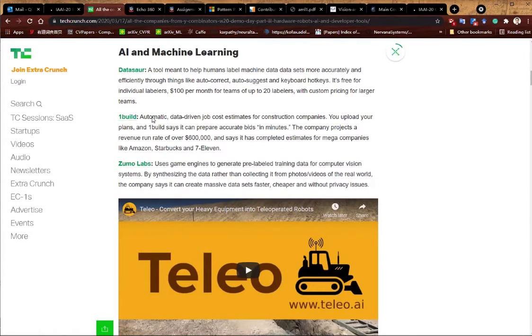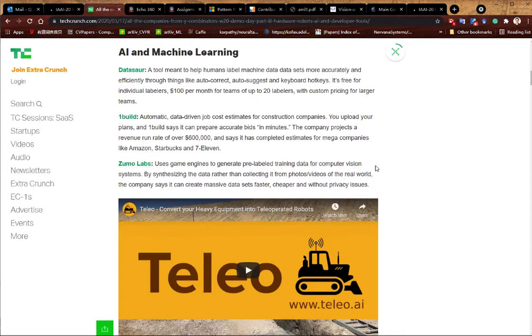Okay, so this one, OneBuild, does automatic data-driven job cost estimates. You see, this is a very interesting application: data-driven job cost estimates for construction companies. You upload your plans, and OneBuild says it can prepare accurate bids in minutes. Basically, if you simply upload your plan, it will give you a price estimation from the construction companies, right? So it's called OneBuild. It's also a machine learning related application. The input is a plan, and the output is automatic cost.